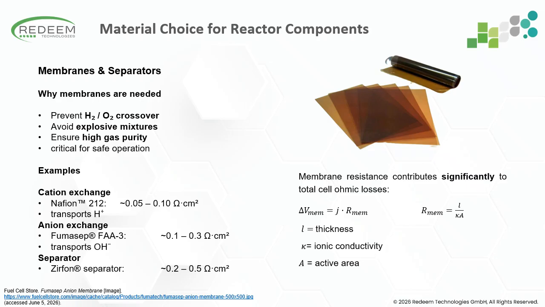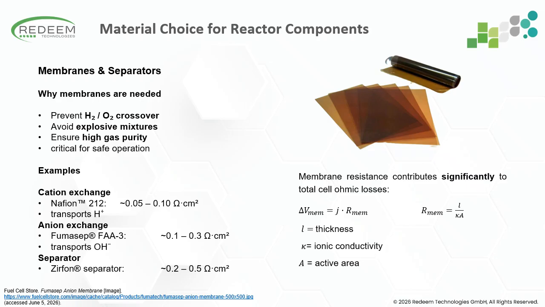Cation exchange membranes such as NiFeOx transport protons and are typically used in acidic systems, and anion exchange membranes such as fumacet transport hydroxide anions and are used in alkaline electrolytes. Alternatively, you can also use porous separators such as Surfon, and they mainly provide physical separation while allowing ion transport through the electrolyte. However, membranes also introduce an additional resistance to the cell.